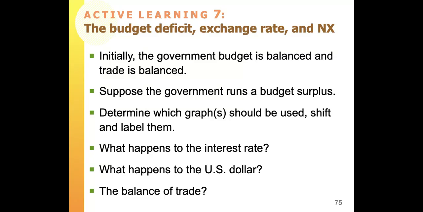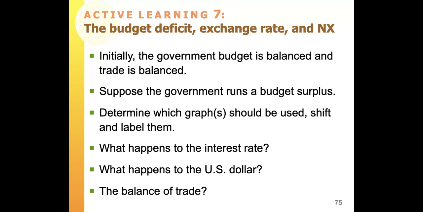I'm going to have you go ahead and try Active Learning 7 on your Active Learning sheet. It wants you to assume that the government once had a budget that was balanced, and now they're going to run a surplus. You need to determine which graphs should be used, shift them properly and label them, and answer these three questions.